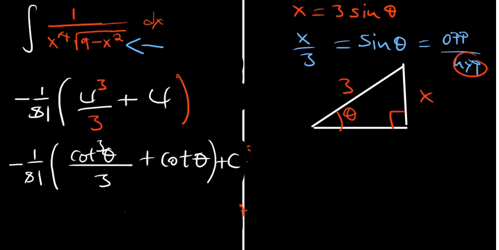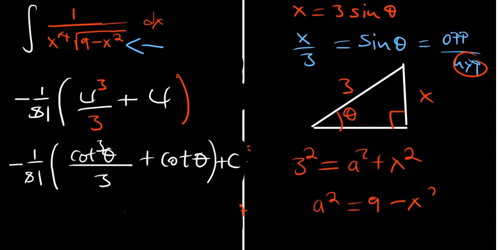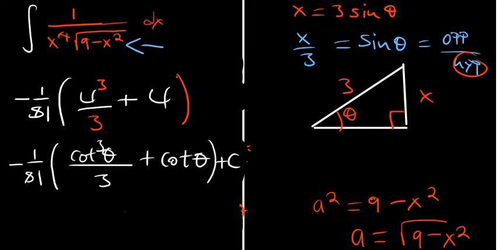So this side is going to be, according to Pythagoras theorem, the square of the hypotenuse is equal to the summation of the squares of the other two sides. So let's say s squared plus x squared. If we make s squared the subject, we're going to have 9 minus x squared, and then s becomes the root of 9 minus x squared. So this is what we have on this end, 9 minus x squared.